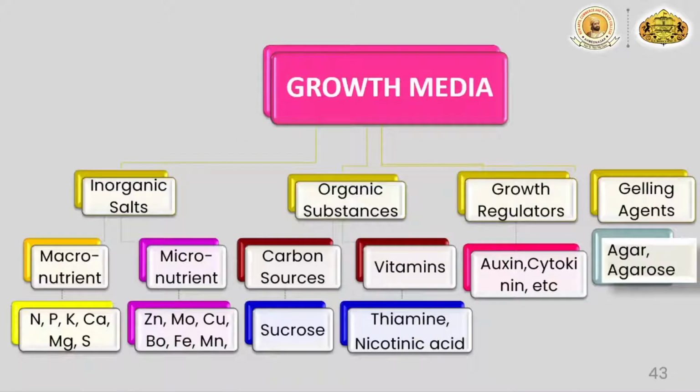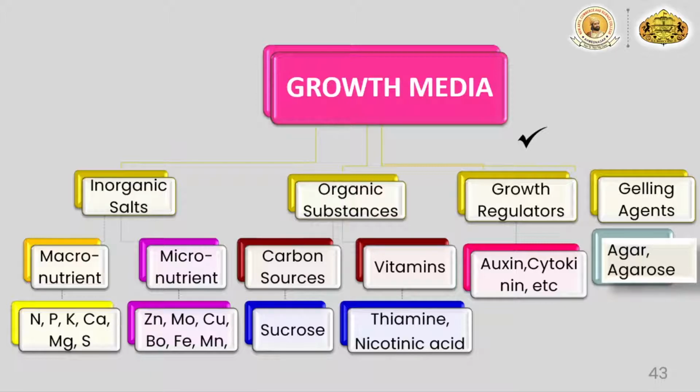The next compound added to the media, which is also an organic compound, is growth regulators. There are different types of growth regulators. Auxin, cytokinin, gibberellic acid, abscisic acid, and ethylene are the 5 basic phytohormones found in nature. In addition to that, there are certain compounds having this type of activity that may also be added into the media as per our need.